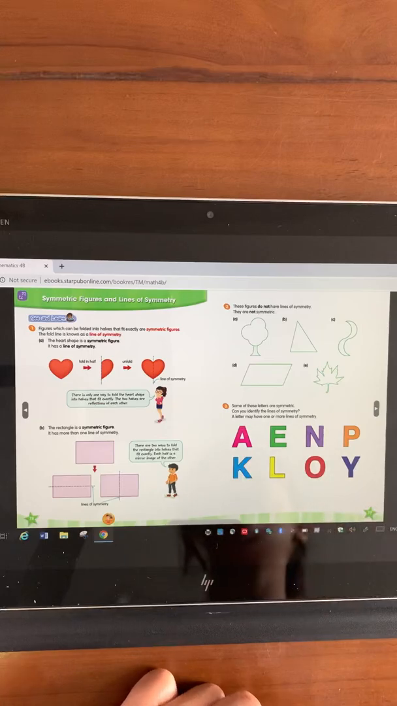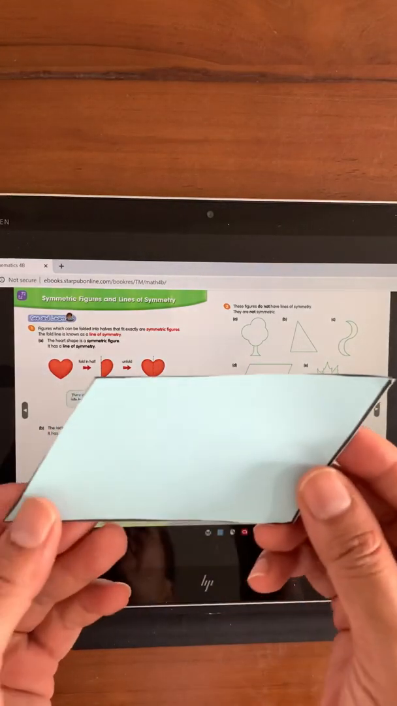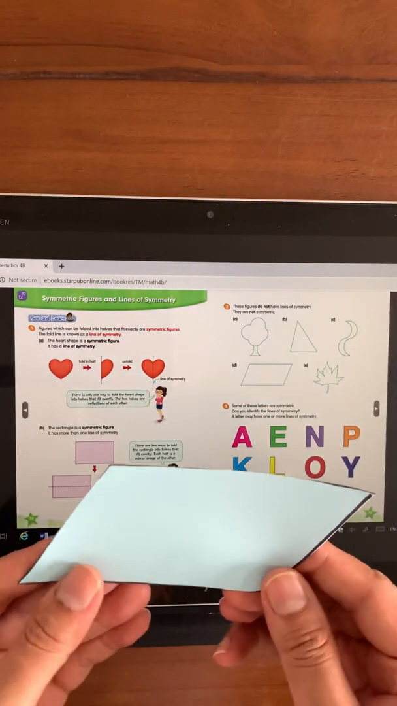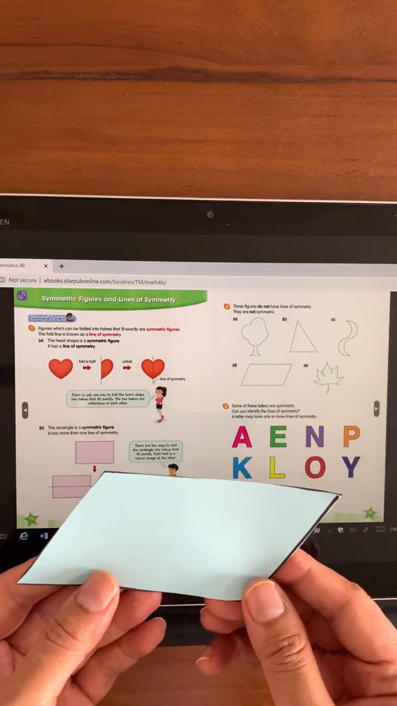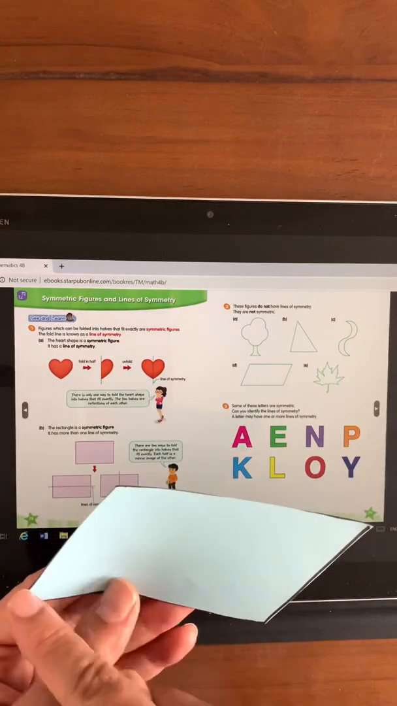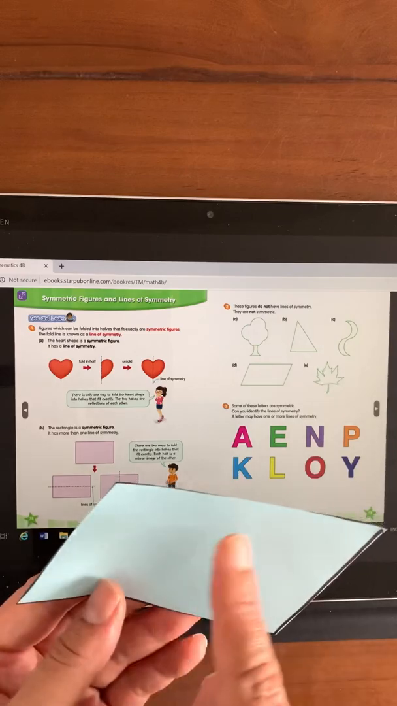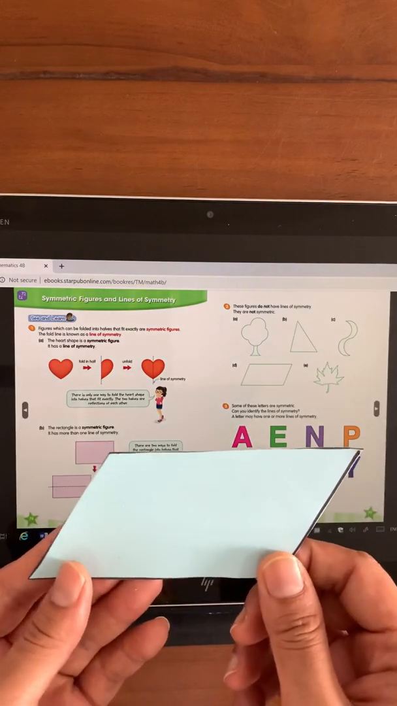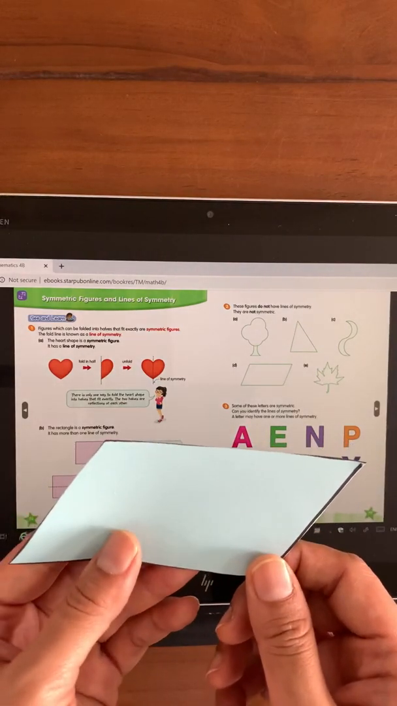Now the tricky one is this shape. This is called a parallelogram. Now some of you think that this might be a symmetric figure because it looks even on all sides, and opposite sides are equal. But is it a rectangle? No, it's not a rectangle, it's a parallelogram.